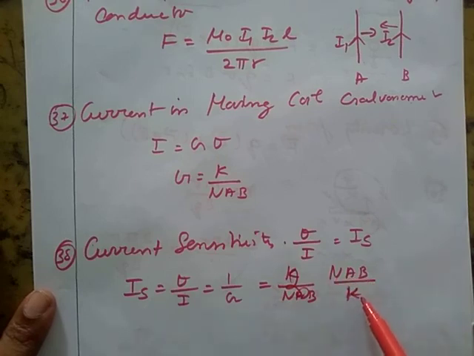Here kappa is the torsional constant, or couple per unit twist. By decreasing the couple per unit twist, we can increase the current sensitivity.